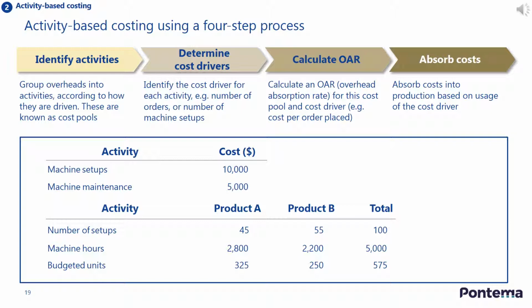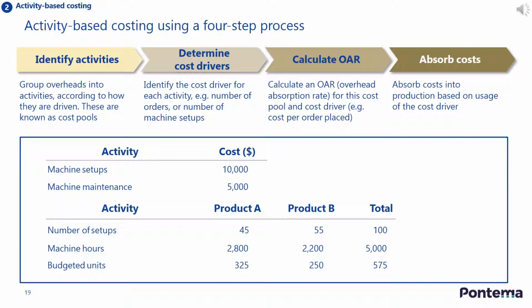Firstly, identify and then group overheads into activities according to how they are driven. These are known as cost pools. Secondly, identify the cost driver for each activity, such as the number of orders or the number of machine setups. Thirdly, calculate an overhead absorption rate for each cost pool and cost driver. And lastly, absorb the costs into production based on usage of the cost driver.